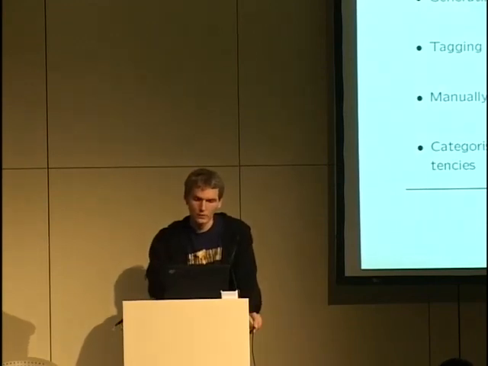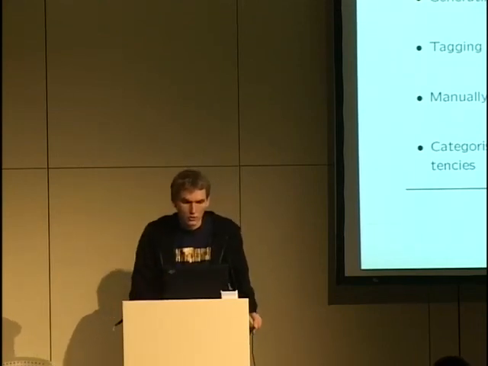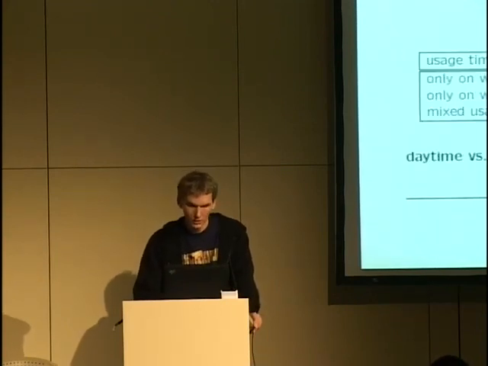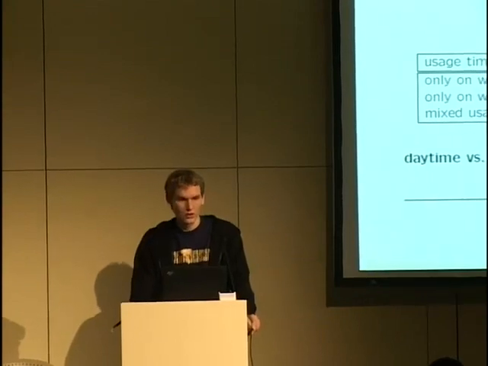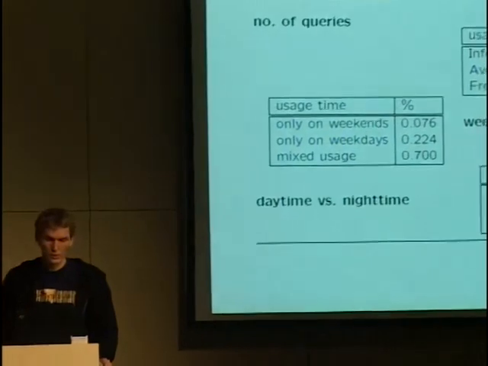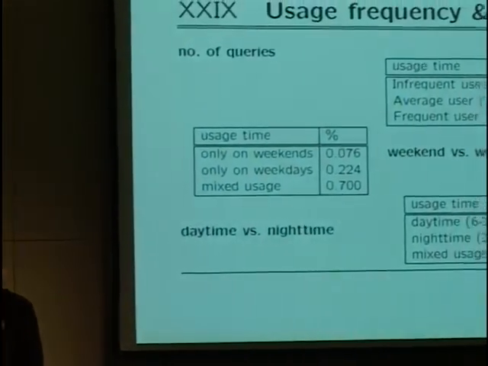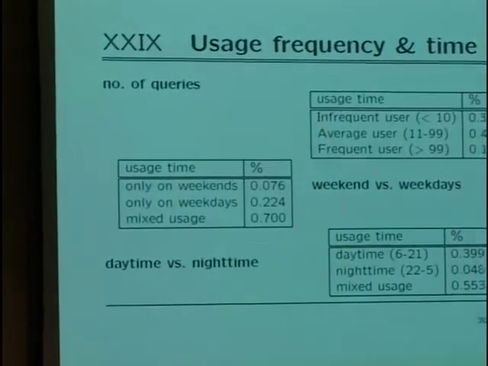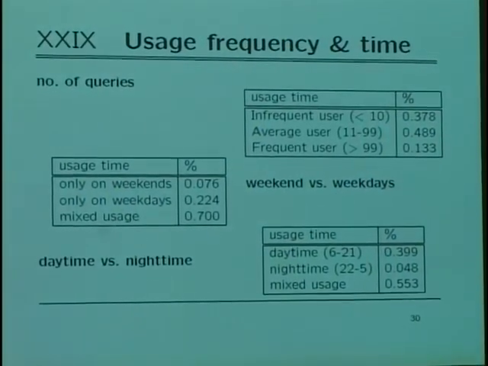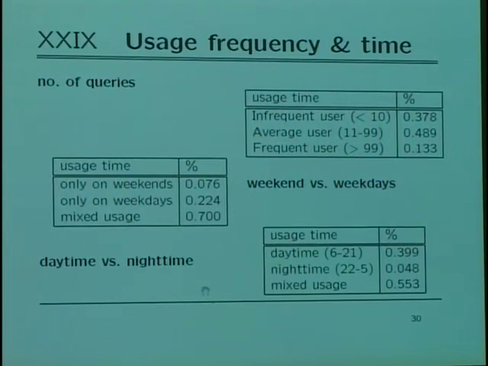We did the user interest profile already, because we can detect the topic, and so we could attribute the user ID with topics he is looking for. But you could also introduce some categories for the usage frequency. You could introduce frequent user, average user, and infrequent user. You could differ between weekend and weekday user, and you could differ between daytime and nighttime user.